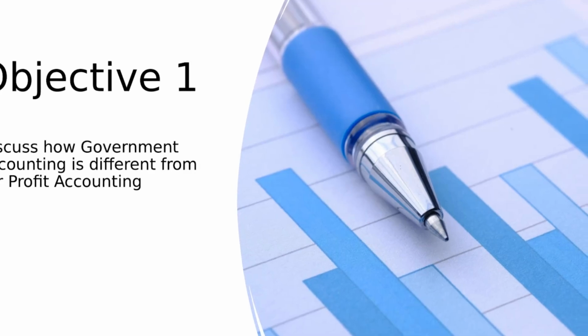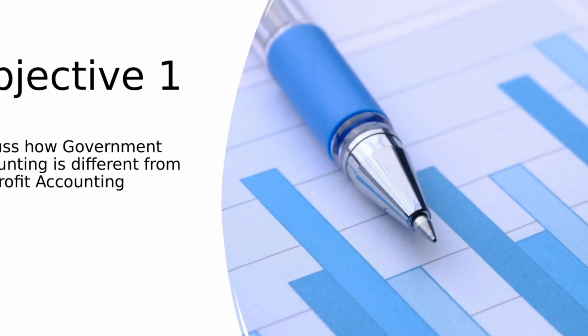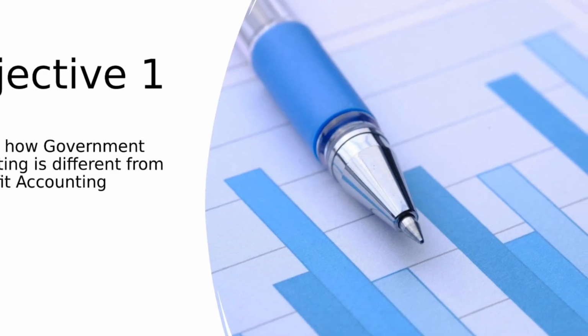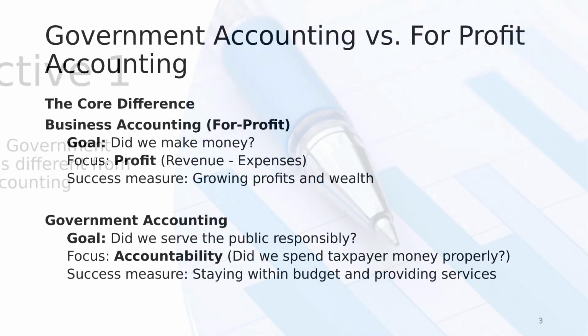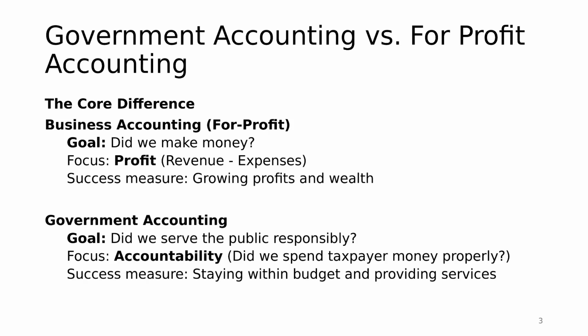Businesses focus on making money, but governments focus on using resources responsibly for the public good. This shift in perspective shapes everything about their financial management. Here's the core difference. For-profit businesses ask, did we make money? Their success is measured by growing profits and wealth, with a focus on revenue minus expenses. In contrast, government accounting asks, did we serve the public responsibly? It measures success by accountability. Did taxpayer money go where it was supposed to? Staying within budget and delivering services is the true mark of achievement in government finance.